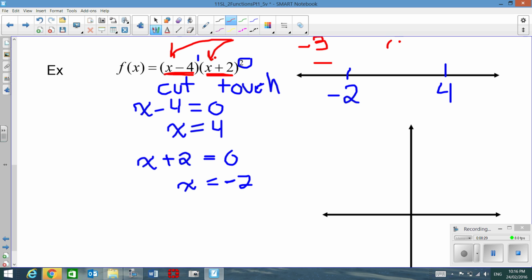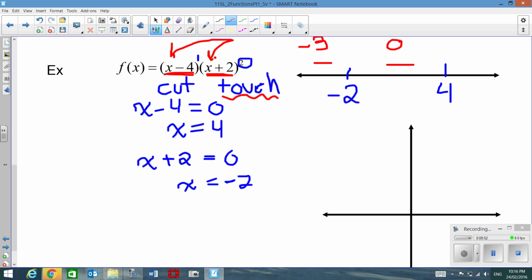Let's choose maybe 0. That's an easy value to substitute in for negative 2 to 4. And again, 0 minus 4 is going to be negative 4. So I have another negative value. We knew there was not going to be a sign change because we already recognized that with that even power, it's just going to touch. So I'm just going to touch the x-axis, so I won't actually have a sign change there.